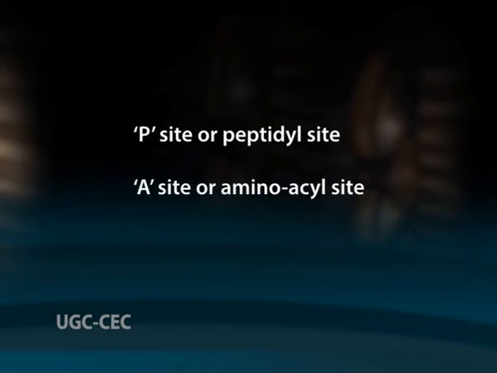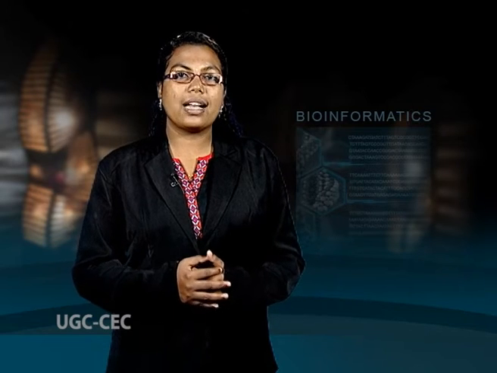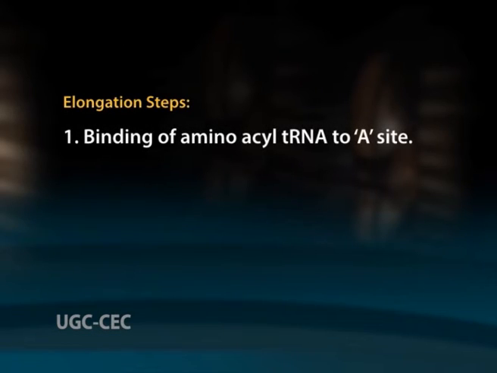A site or aminoacyl site carries the new incoming tRNA with the amino acid to be added to the growing peptide chain. The E or exit site is occupied by deacylated tRNA. The elongation process occurs by a similar mechanism in eukaryotes as in prokaryotes. Elongation has three steps. First one, binding of aminoacyl tRNA to A site.